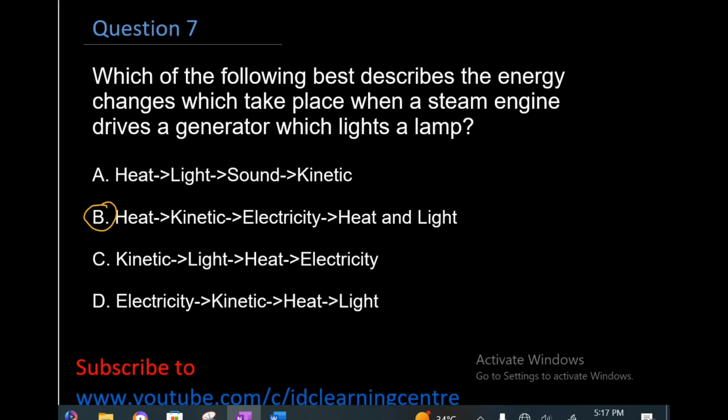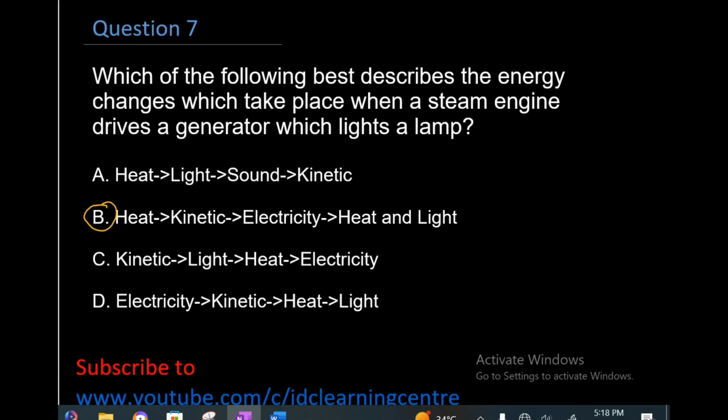So there are lamps that use these methods to produce light. Examples are our incandescent lamp, and also electric filament lamps. They make use of this progression. So that is it for this question.